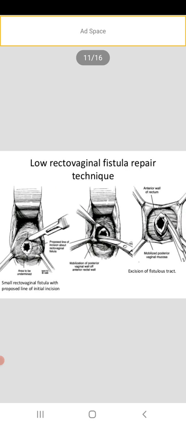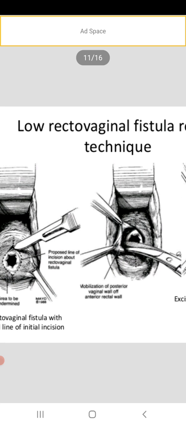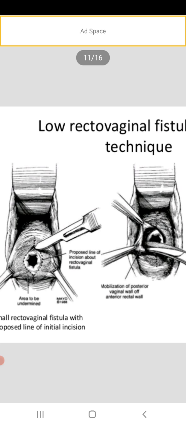Low rectovaginal fistula repair technique. These are the techniques you may read and find out. You can see the positions: the small rectovaginal fistula with the proposed line of incision that we made. Here is the proposed line of incision about the rectum. Here you see the line.